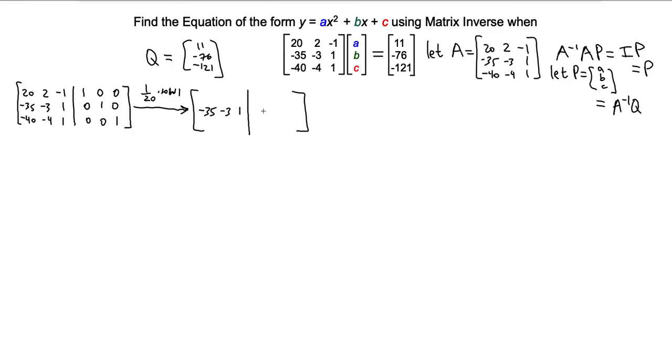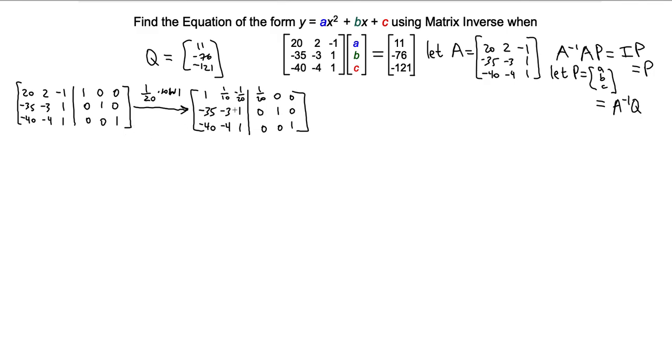So we'll just copy them over, 0, 1, 0, -40, -4, 1, 0, 0, 1. And this now changes, right? This becomes a 1. This becomes 2 divided by 20, which is 1/10. And -1 over 20. And this is 1 over 20. This is 0 and 0, right? Because 0 divided by 20 is still 0. Okay. So now that you have that, look what happens next.